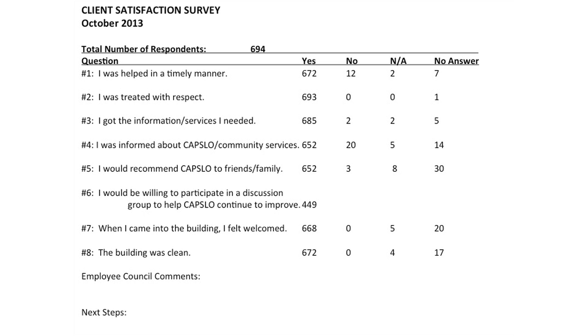The only way that you would get a name is if the customer chose to answer question number 6, that they would be willing to participate in a discussion group. That's when they would put their name and number. And our employee council looks at these cards, and if there are individuals that do choose to be contacted, employee council members will call them back. And we have a set of questions developed by the program to ask those customers how we could better serve them.